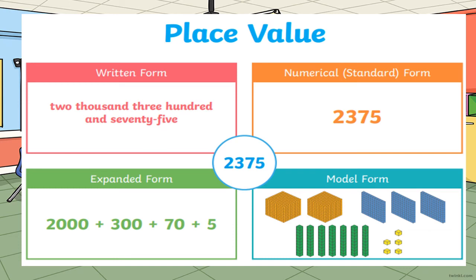Now you can also represent it with your place value blocks. Some people call it a model, some people call it a picture. So you notice that there are 2 thousands, there are 3 hundreds, there are 7 tens, and there are 5 ones. So those are the ways that we write our numbers.